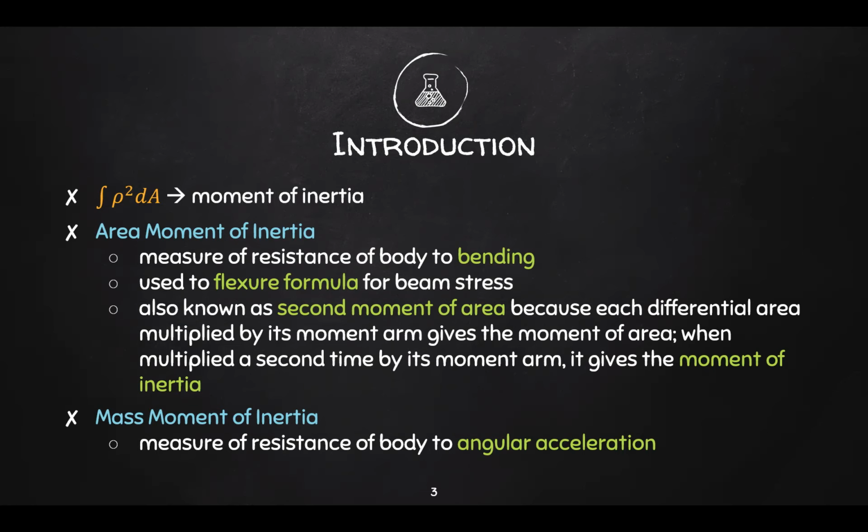Now, there are two concepts that can be referred to as moment of inertia. One of them, area moment of inertia, refers to the resistance of a body to bending, while the other refers to resistance of a body to angular acceleration, and that's mass moment of inertia. Now, what do you think is the type of inertia we'll be focusing on in strength of materials? Area moment or mass moment of inertia?